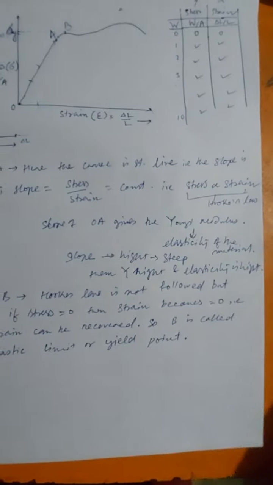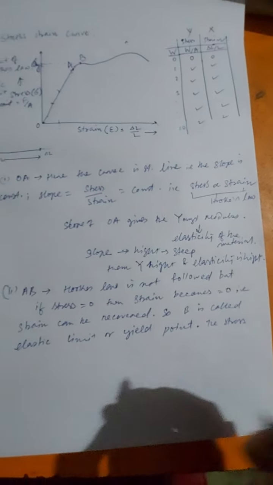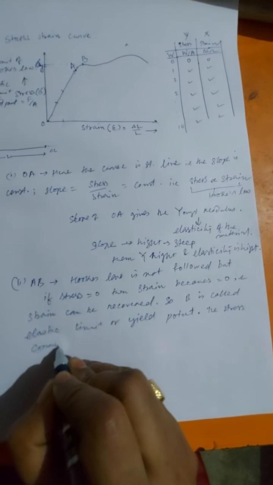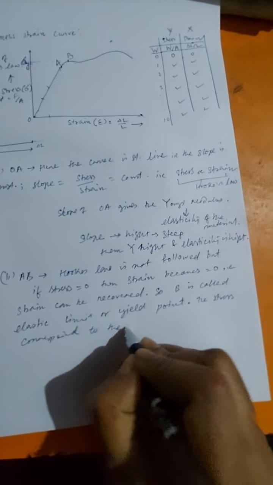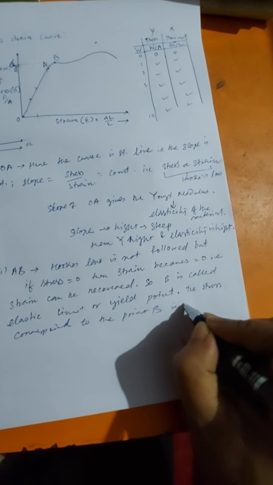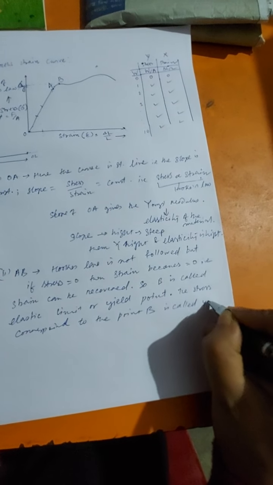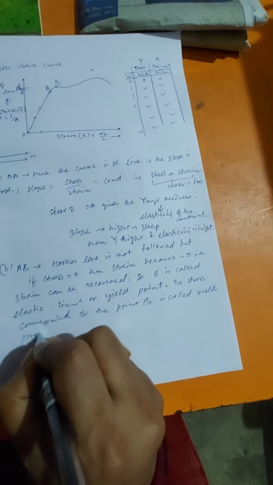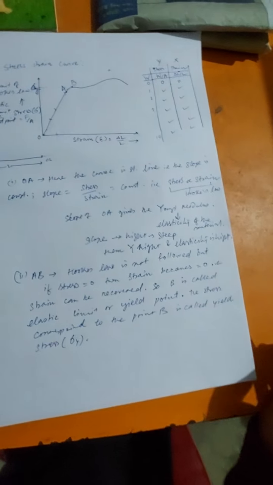So also another thing, the stress corresponding to the point B is called yield stress, given by sigma y.